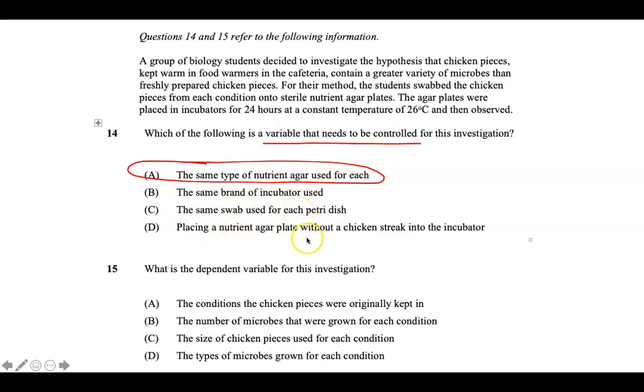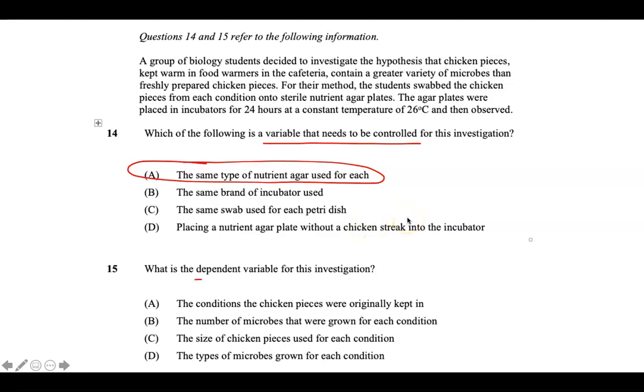And placing a nutrient agar plate without a chicken streak into the incubator. Look, we want to test the variety of microbes between the different pieces of chicken. If we put a nutrient agar plate in there that just has no swab on it at all, then probably nothing will grow. It's not going to tell us any information. So that would be more like a control rather than a controlled variable, but it's not really something that we need to have in this experiment anyway.